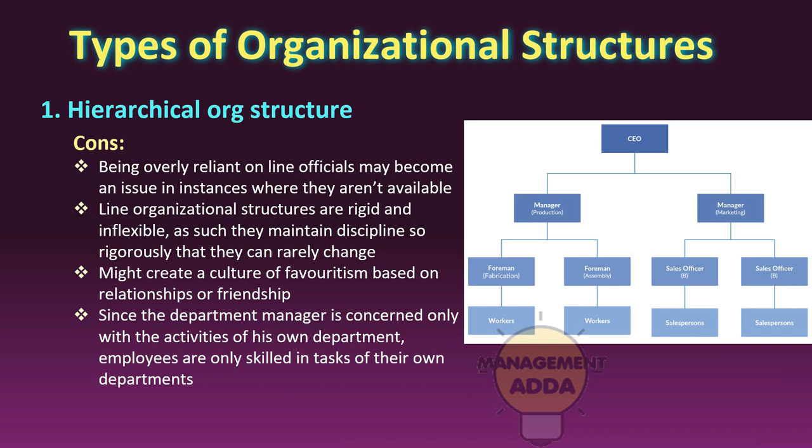Second, line organizational structures are rigid and inflexible. As such, they maintain discipline so rigorously that they can rarely change. Third, it might create a culture of favoritism based on relationships or friendship.